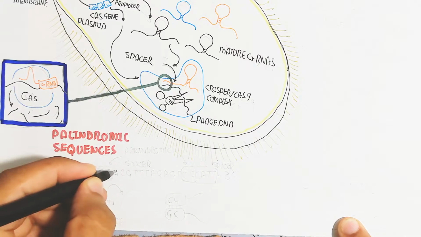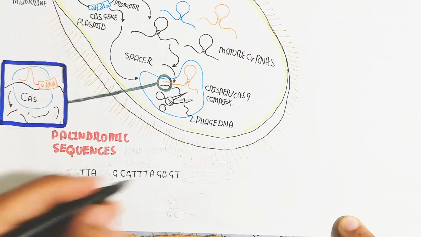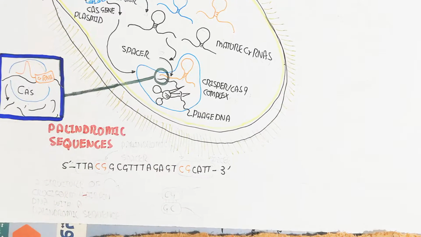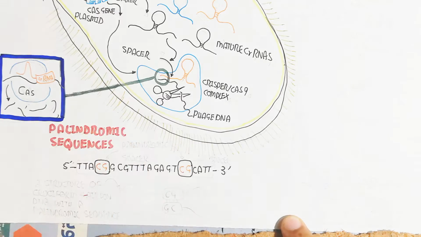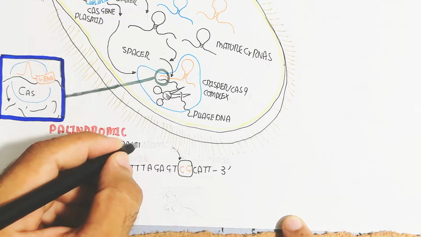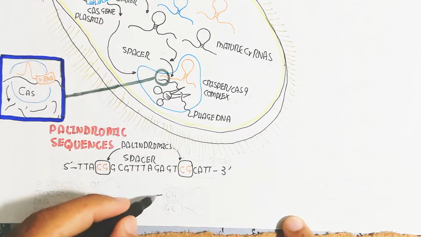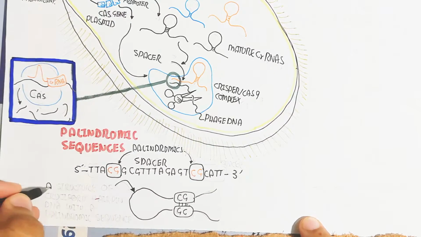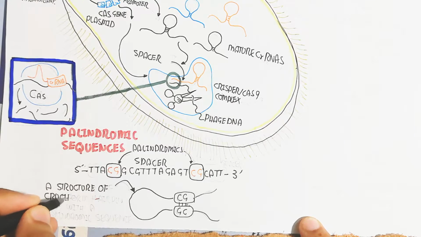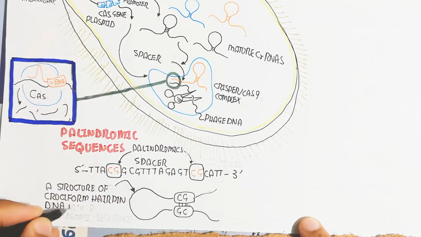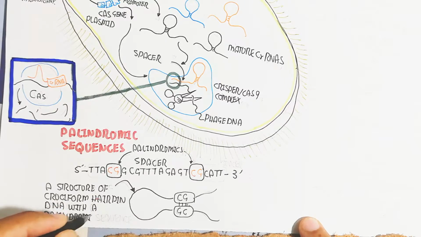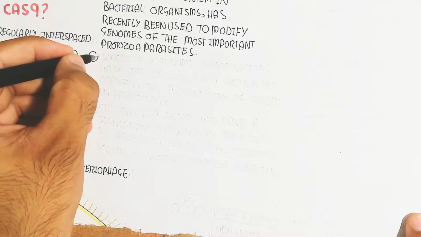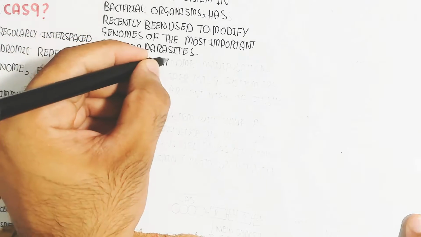So what is the palindromic sequence? Palindromic sequences mean the repeats containing cytosine and guanine, cytosine and guanine. In this way, a cruciform hairpin DNA structure forms with a palindromic sequence. Here you can see the cytosine binding with guanine, and guanine with cytosine, to form a hairpin. A cruciform hairpin DNA structure with a palindromic sequence is known as the mature CRISPR RNA.